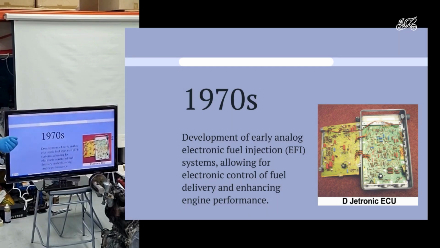And then in the 70s, we got the first bit of electronics. So the first electronic fuel system, the D-Jetronic from Bosch, the Lucas 6CU, things like that. So yeah, we'll talk a bit about those.